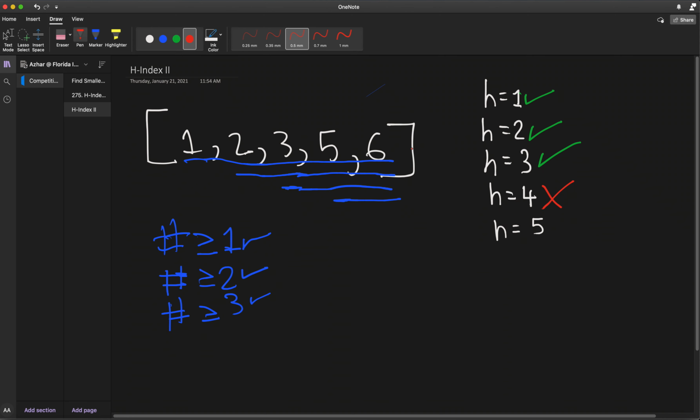We could also do the same for 5. Are there at least 5 numbers that are greater than or equal to 5? We'll see 5 and 6, there's these numbers here, but then again, there aren't 5 numbers that are greater than or equal to 5. So therefore, 5 is not an h index. So you have multiple h values here, but you want to return the value with the greatest h index. So therefore, you return 3.